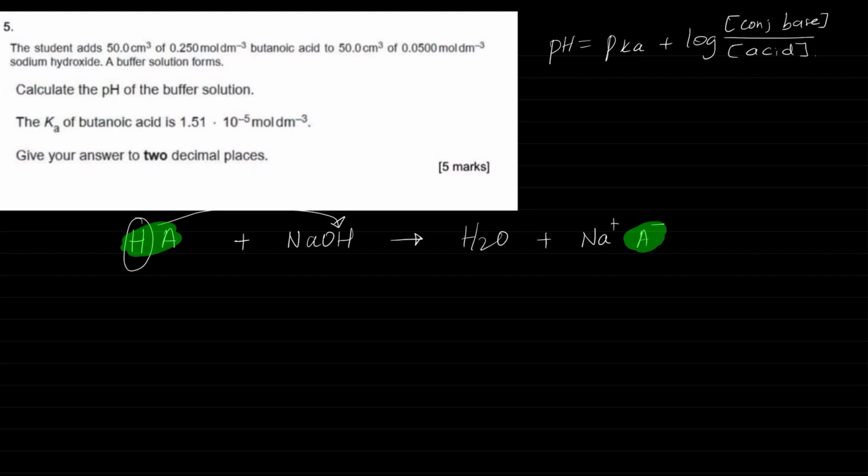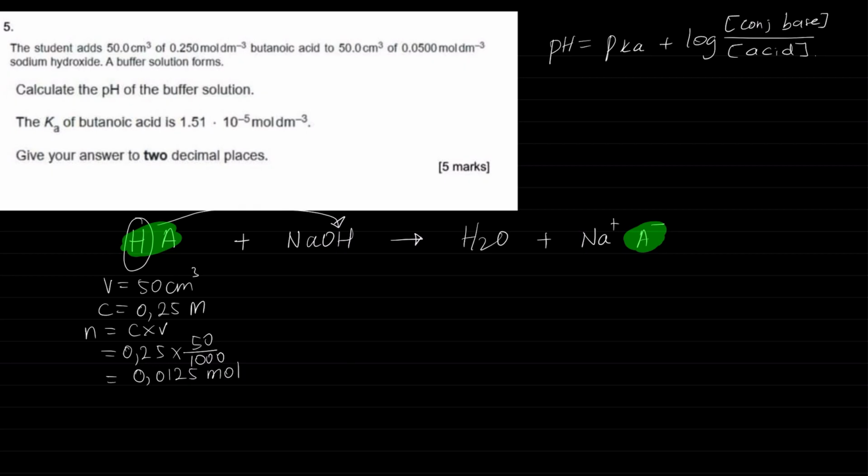So for the acid, we were given the volume of 50 cm³, and we were given a concentration of 0.25 moles per dm³. We can calculate the number of moles. So number of moles equals C times V, 0.25 times 50 divided by 1,000, because it must be in dm³, and that's equal to 0.0125 moles.